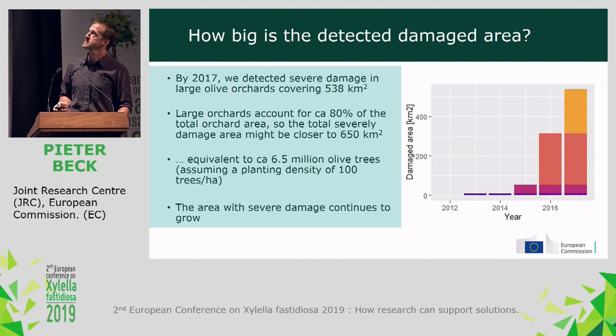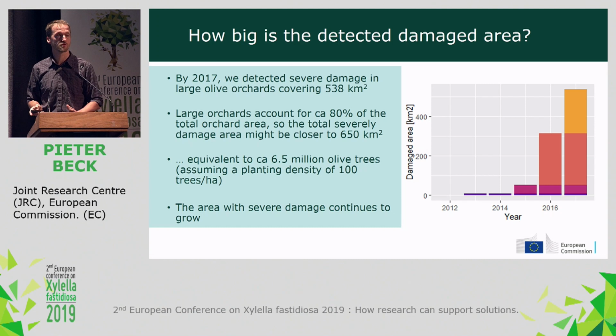How big is the detected damaged area? So if we count up all those olive orchards that we detected as damaged, which are only the large ones, we come to 438 square kilometers by the end of 2017. Add to that 20%, which is roughly what sits in smaller orchards, and you come to 650 square kilometers of damaged areas.